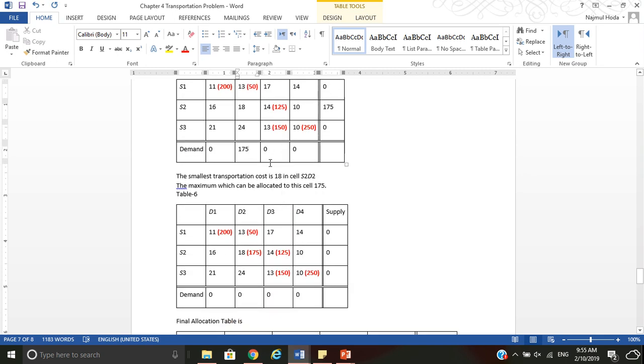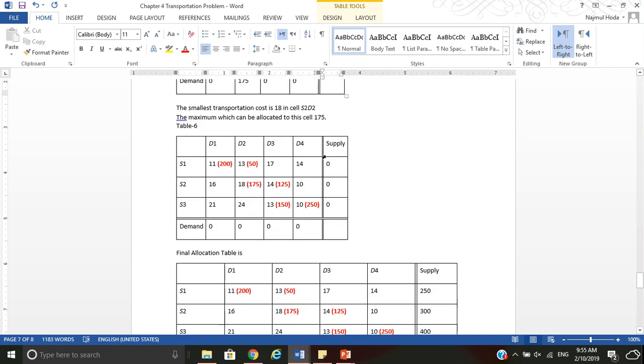Yes, one more is left. 175, 175, and this is the last cell. We put 175 here. This becomes 0. This becomes 0. So now the rule, as we discussed in the northwest also, if all supply and all demand become 0, it means the problem is solved.